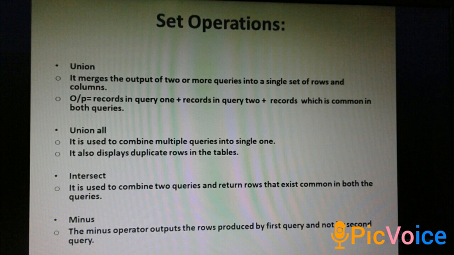It merges the records in 2 tables. So that is output equal to records in query 1 plus records in query 2 plus records in queries which is common in both queries. In union command avoids duplicate or repeated rows.